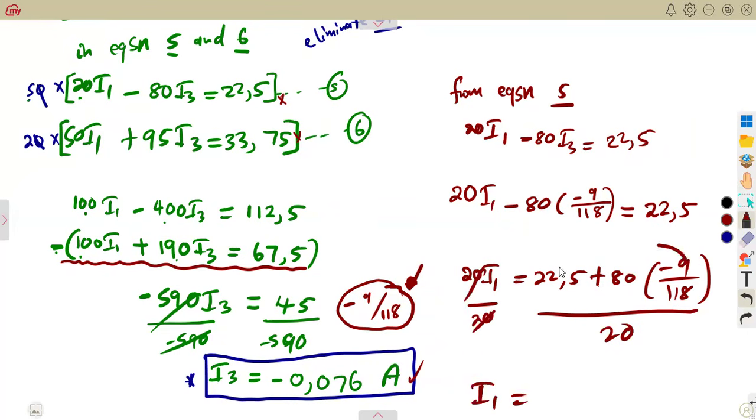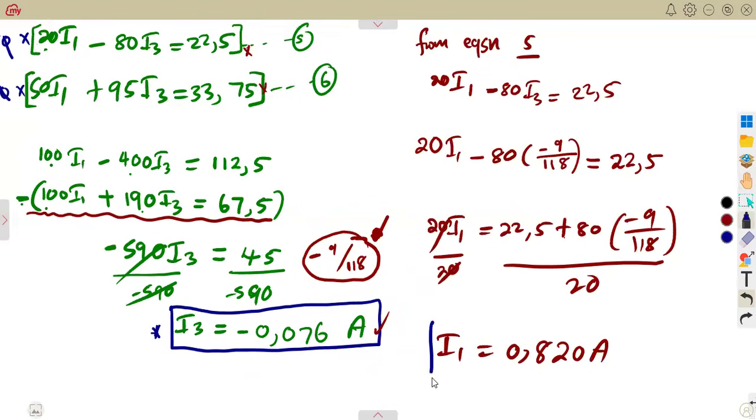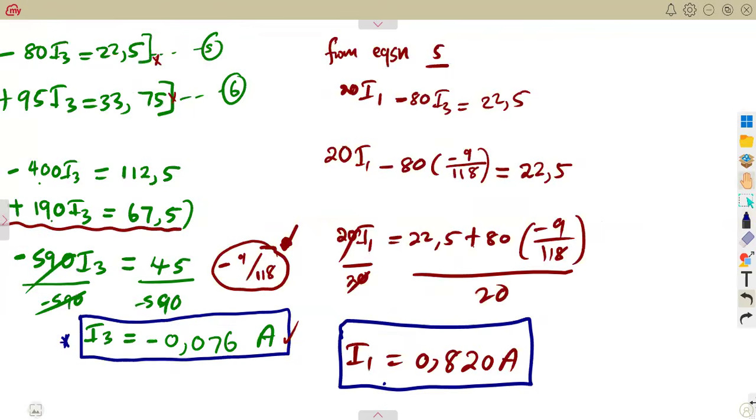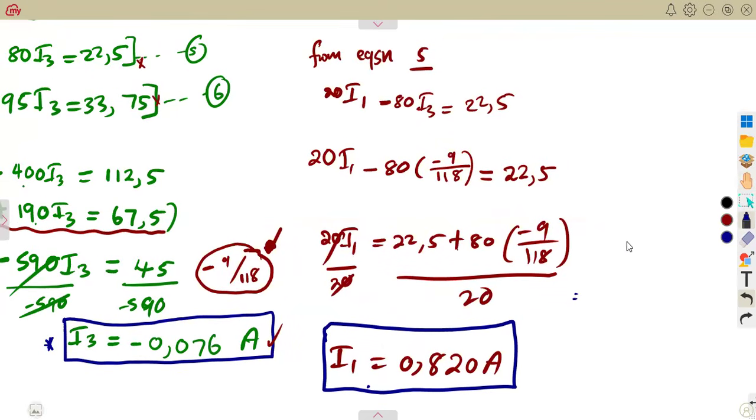So that means I1 is going to be the whole of this part, then divided by 20. And that was going to give us 0.820 amps. That is representing I1. And as a fraction before, you got this one as a decimal. On your calculator, it was going to give you something like 387 over 472.